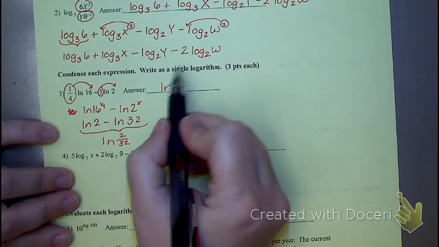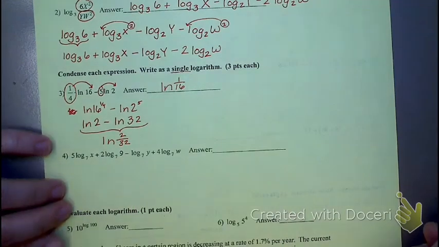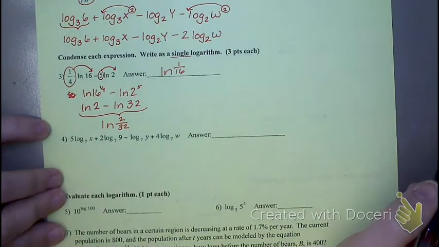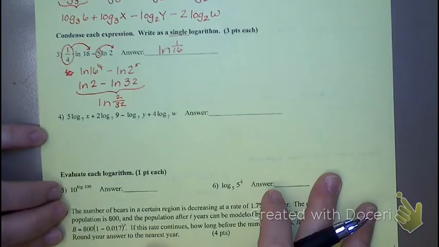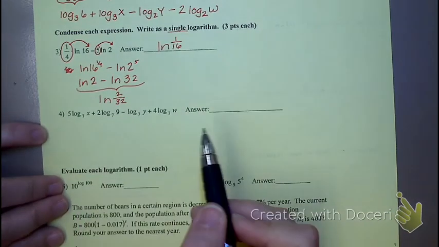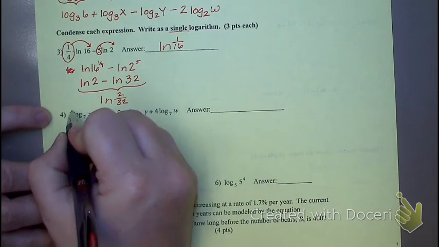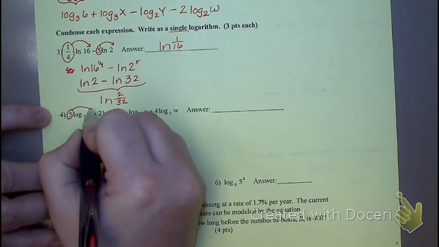Keep in mind, it does say write as a single log. So when I'm down to 1 log, that's when I've condensed it. Okay? Again, if you have a fraction here, make sure you're reducing it. All right, next one, exponents, got to go back.